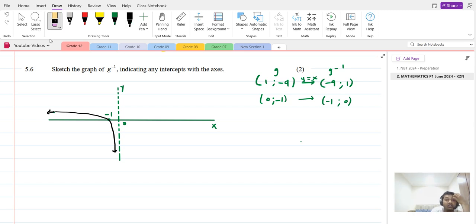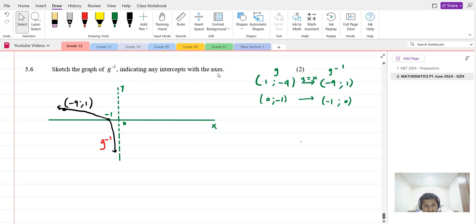Obviously it's not going like this; it should go through (-9, 1) and go higher up like this, extending outwards, gradually increasing. So you can say that point is (-9, 1), and this is (-1, 0). That should be enough to sketch this graph. That's the G inverse graph.